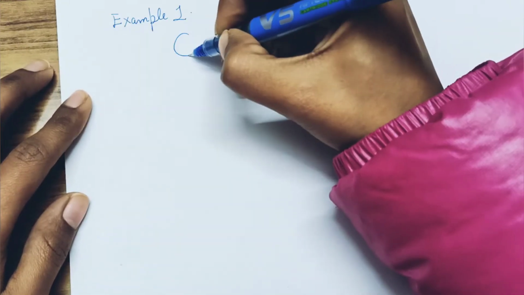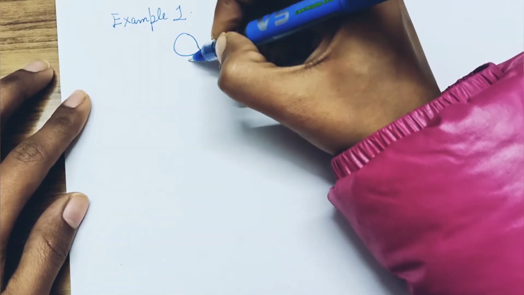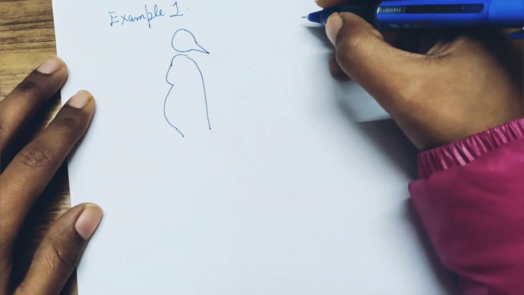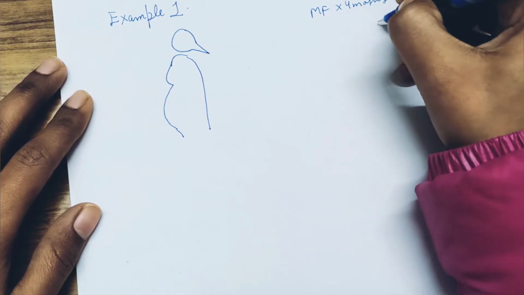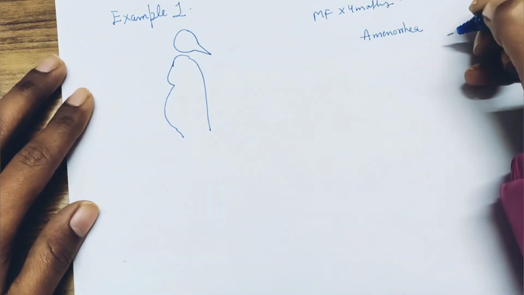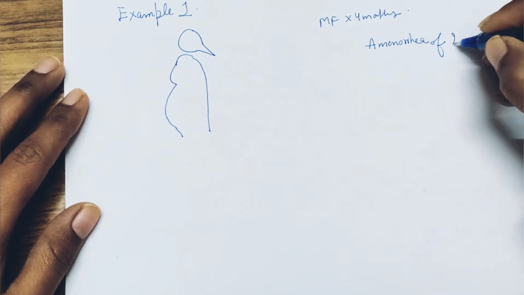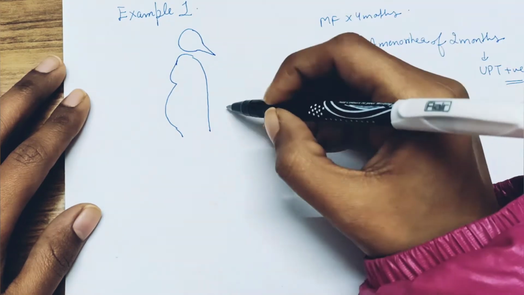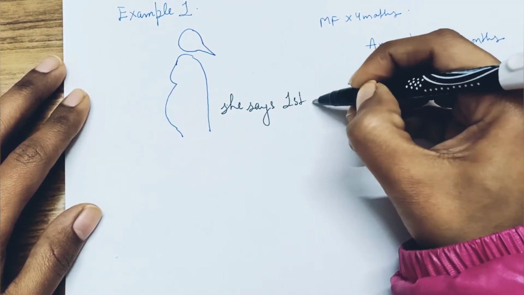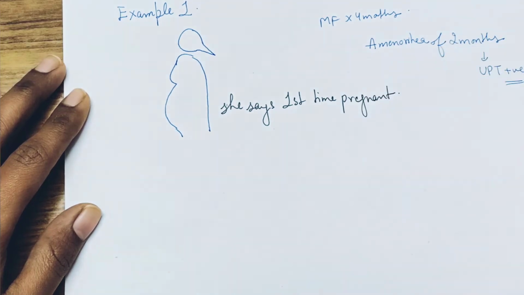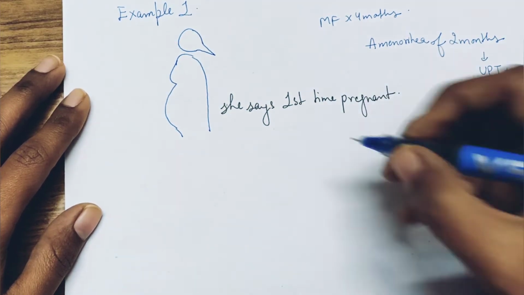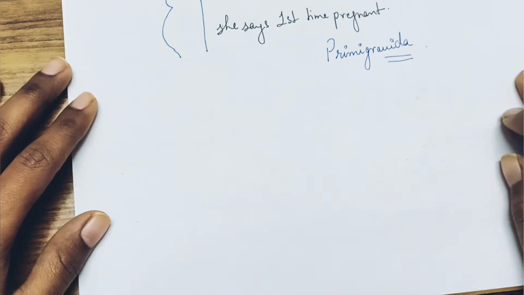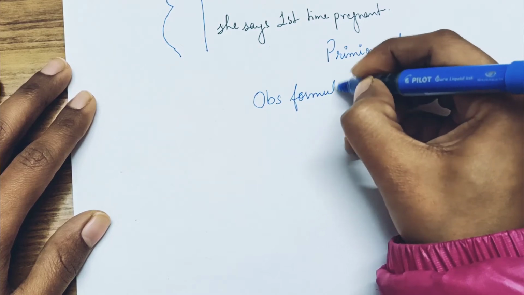Now here I'm going to take some examples. First, you can see that we have a lady that comes to our clinic, and she has been recently married, and she says that she has an amenorrhea of around 2 months. So the first thing that I like to do with this patient is get a urine pregnancy test done. Now that turns out to be positive. My first step is now that she is pregnant. Now she says that she has been pregnant for the very first time. So I have to construct an obstetric formula for her.